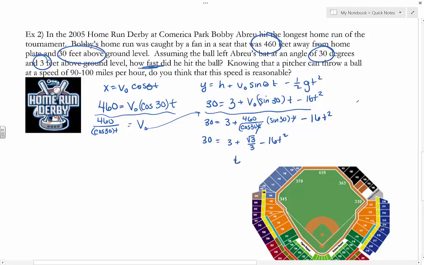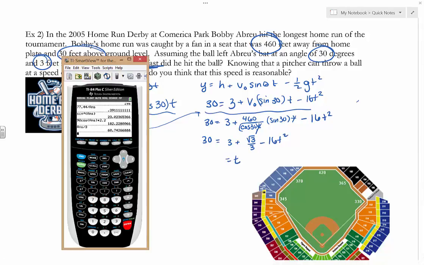And this is a very easily solved example. So I have 30, take away 3, take away root 3 over 3. Oops, I forgot to write the times 460 here.